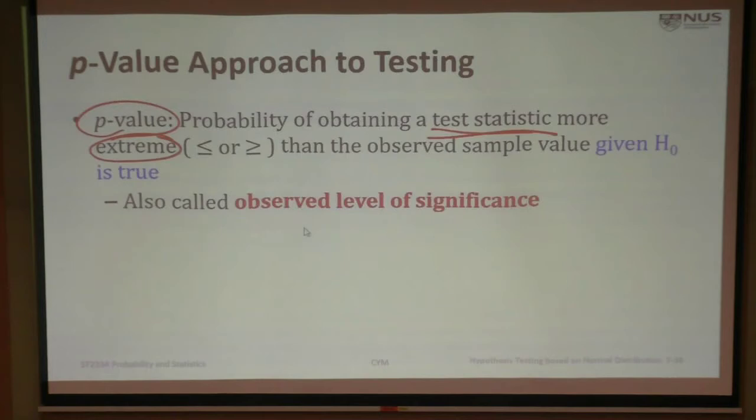Sometimes the p-value is referred to also as a level of significance, but a different type, called the observed level of significance. So you have to distinguish between the two. Level of significance is the one that we set in advance. But the observed level of significance is after you get the data and compute the test statistic, and then you compute the probability that your test statistic is more extreme than what you observed.